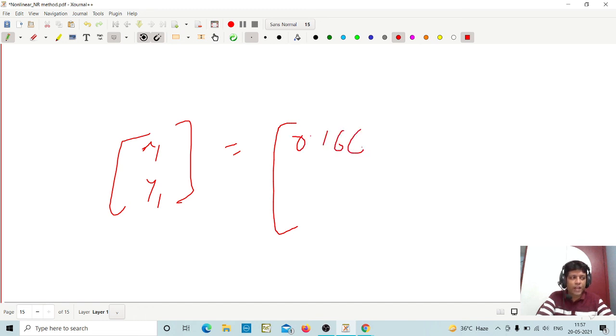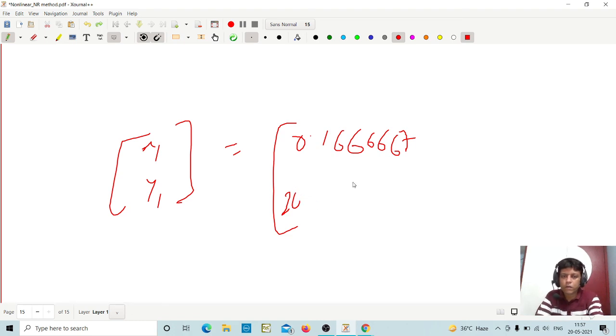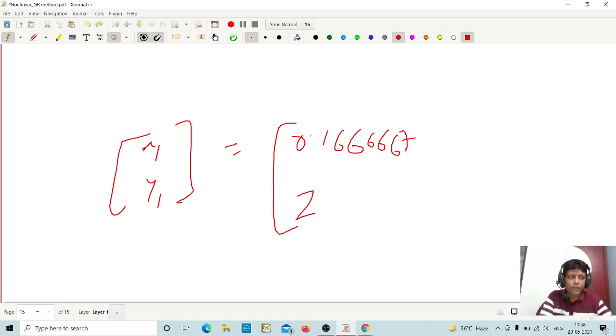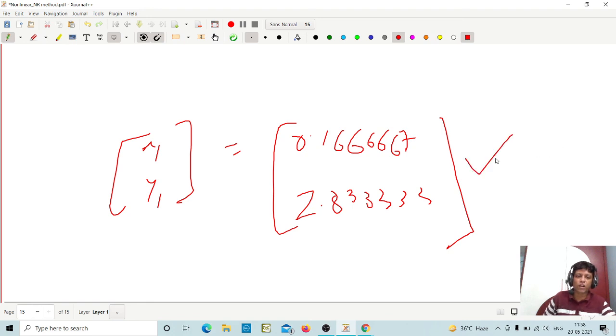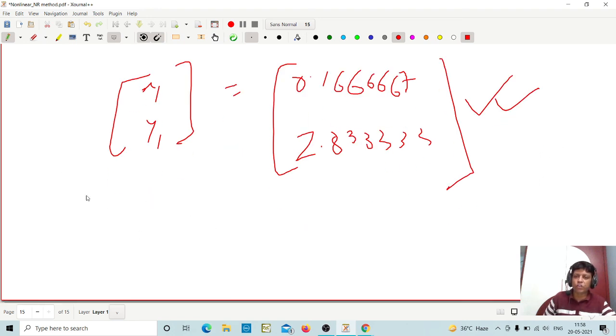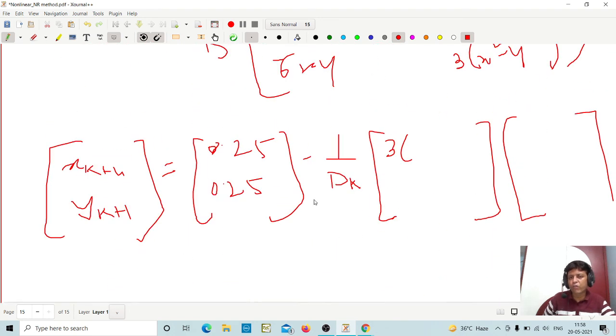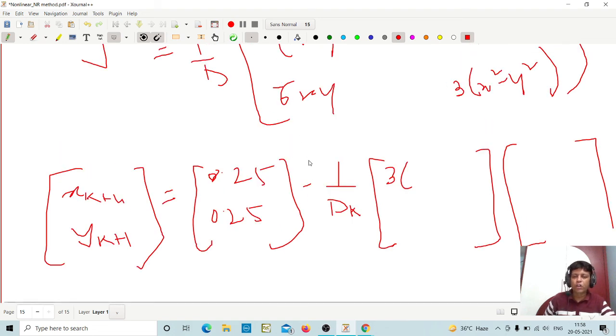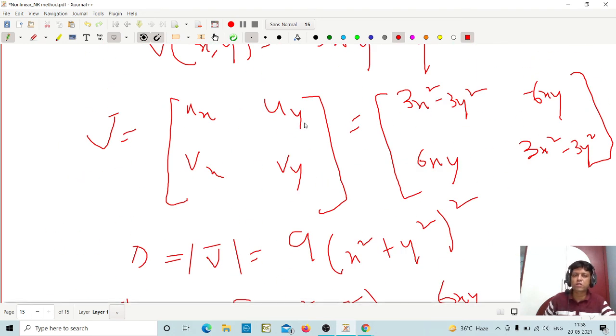Please calculate. This is your assignment. The answer is 1.66666667, and this one will be 2.8333333. Okay, please verify this one. If you want a second approximation, you can do that using this as the approximation, and so on. So this is how you can deal with complex roots, and also with systems of equations.